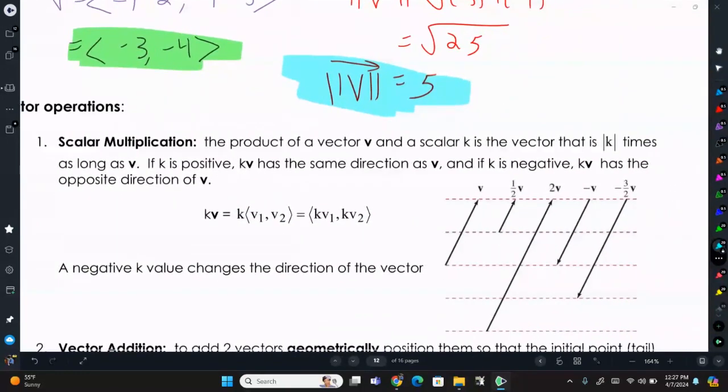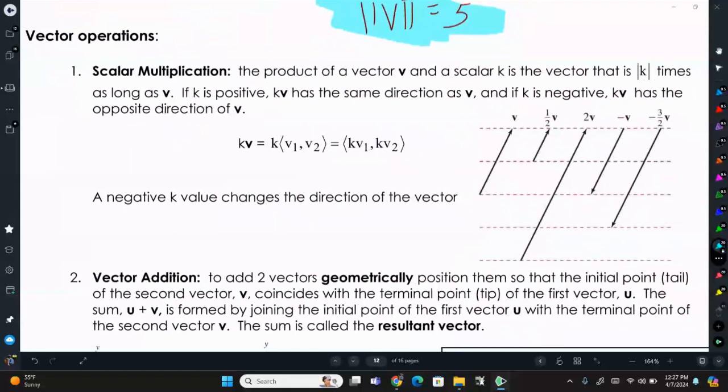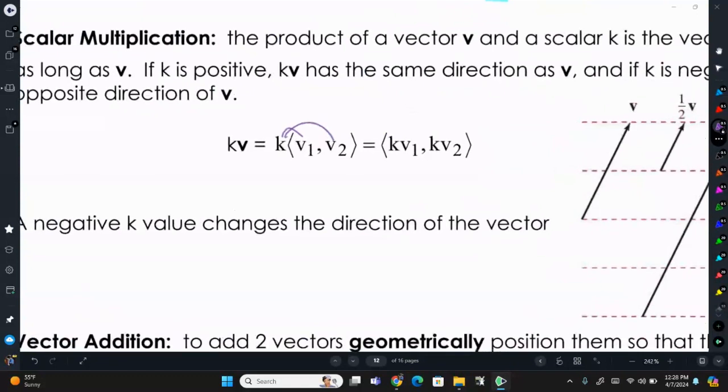Now we're going to talk about vector operations, adding, subtracting, and scalar multiplication. So if we multiply the vector by a value, we're not multiplying two vectors together, we're multiplying the vector by a value, a k value. A k value is being multiplied, and what you can think about it is that the k gets distributed to both components of our vector. So like if our k value was 3, we would multiply each component, the vertical and horizontal one, by 3. And it would go in the same direction.